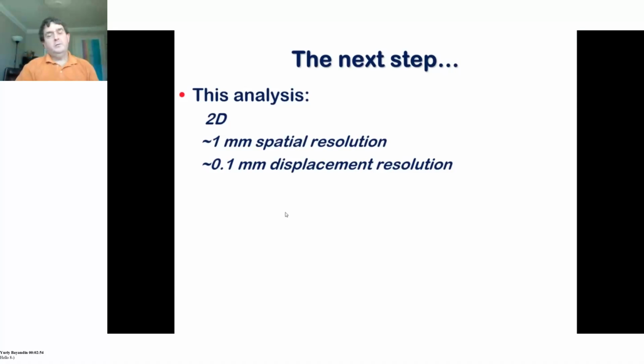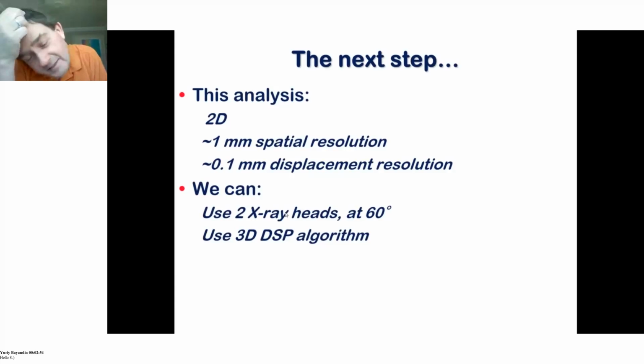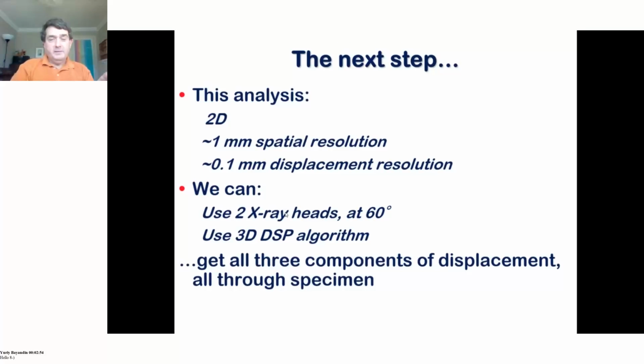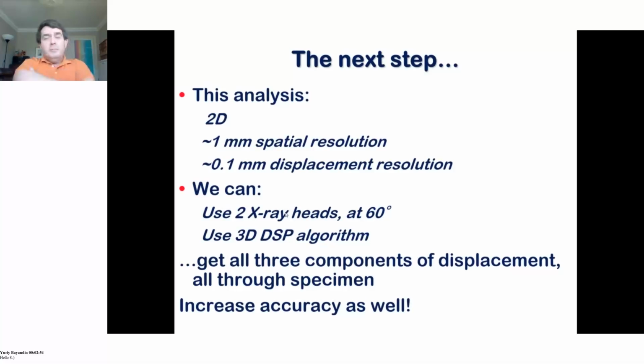So if we used a couple of X-ray heads at a 60-degree angle, we could develop a 3-dimensional digital speckle recognition algorithm. And we get all 3 components of displacement through the specimen in the system. So it also increases accuracy as well, because any out-of-plane motion, which before we would not have noticed, is now included in the analysis. So we're going from just looking at everything as motion on a flat surface to the full 3-dimensional variation.